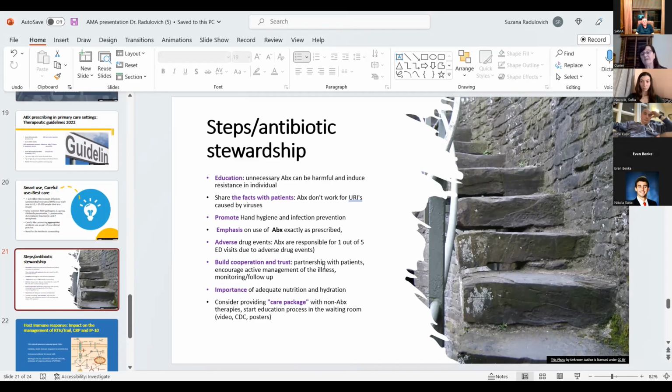We need to build, in the outpatient setting and everywhere, of course including the hospital setting, a partnership with the patient, encouraging active management of their illness and monitoring follow-up. We need to emphasize the importance of adequate nutrition and hydration, especially thinking that 98% of them are viral rather than bacterial, and consider providing a so-called care package, so-called non-antibiotic therapy, and start education in the waiting room with videos from the CDC and poster presentations.